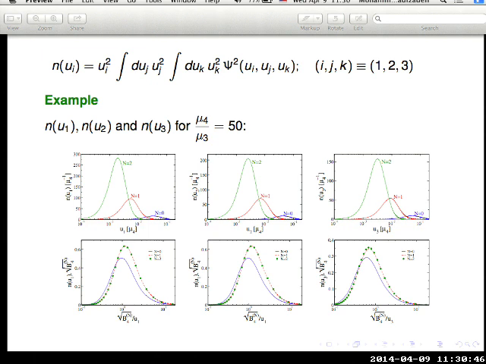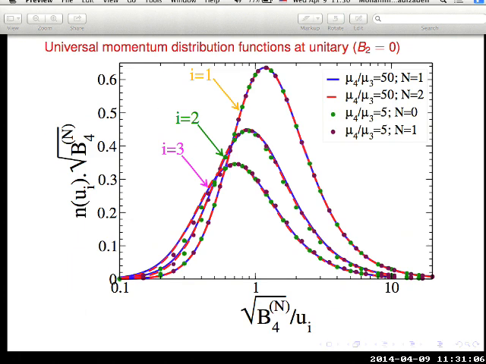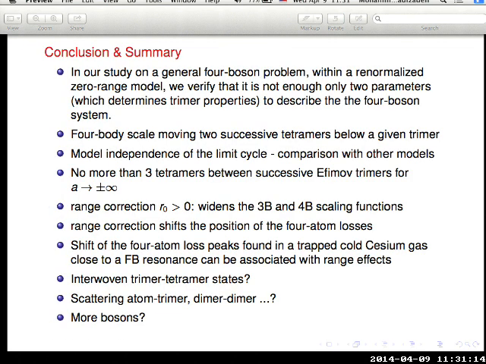We have the same plot for NU2 and NU3, and when we rescale the axis with the square root of the energy corresponding to each state, ground, first, and second, we can see that these two shallowest tetramer states can have a universal shape, and of course, in comparison with different scale ratios, we see this universality in the momentum distribution function.